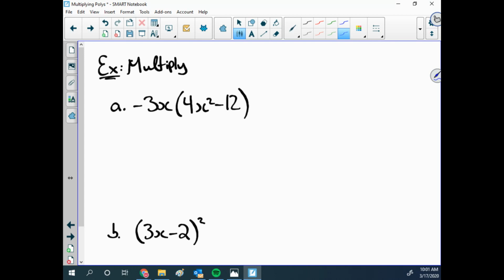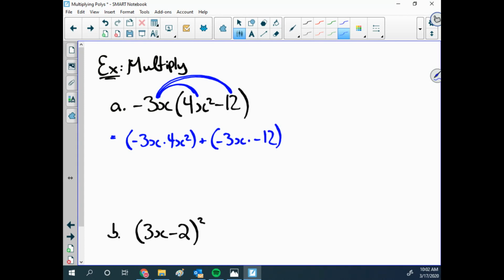So the first question here is just a monomial being multiplied by a polynomial. And for this type of basic question, I can solve with distributive property. And distributive property is saying everything outside of the brackets gets multiplied to everything inside of the brackets. So if I want to rewrite what's happening here, this is negative 3x times 4x squared. That's this first multiplication. Now here's the second one, negative 3x times negative 12.